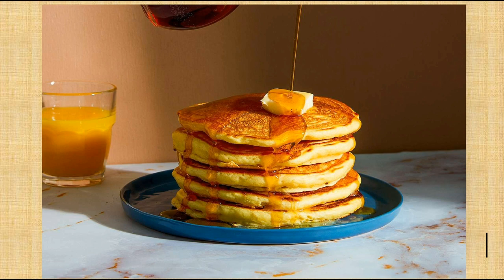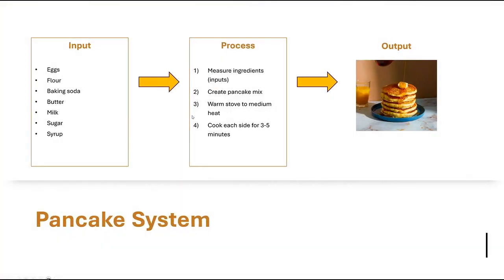And so, taking what we learned, if you wanted to create a system for pancakes, you would come up with a plan like this. You can see here, our inputs would be our raw ingredients, which would include eggs, flour, baking soda, butter, milk, sugar. And then our process would be, hey, we got to measure the ingredients. We got to create the pancake mix. We got to warm the stove up. And then we have to cook each side for a certain amount of time. These are our actions that we're going to be doing to our inputs. And then you can get the outcome that you see here and have a delicious breakfast every morning.